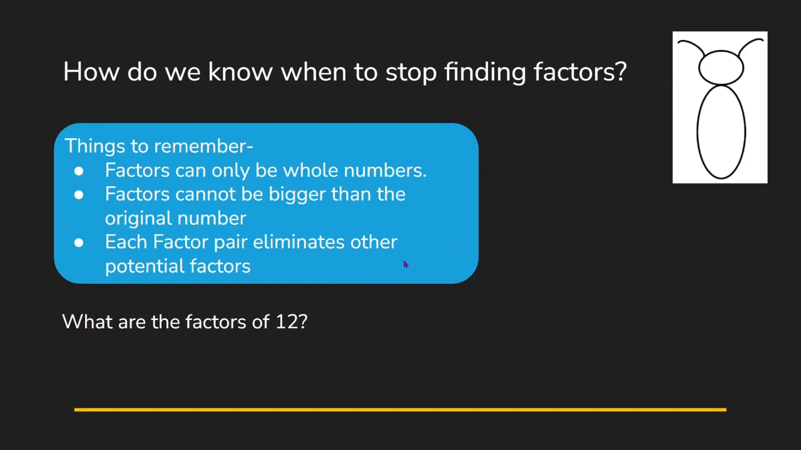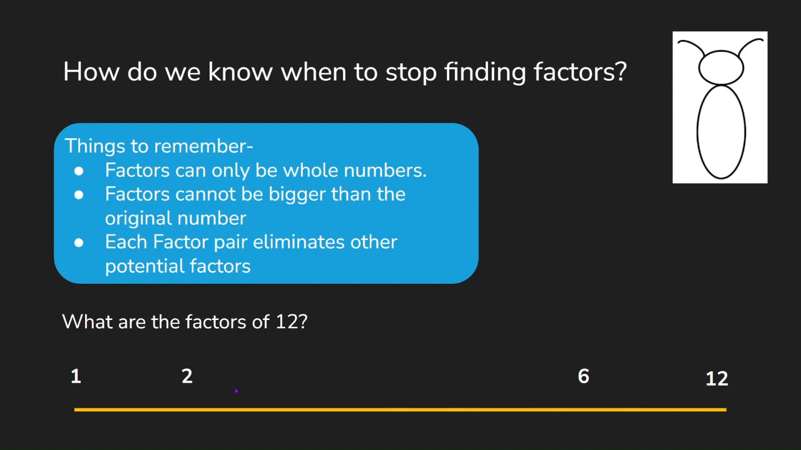What are the factors of 12? The very first factors that we always know when we look at any number are the number itself, 12, and 1. So now we know that anything smaller than 1 is not a factor, and anything bigger than 12 is not a factor. So we've eliminated a bunch of numbers: all the numbers above 12, all the numbers below 1.